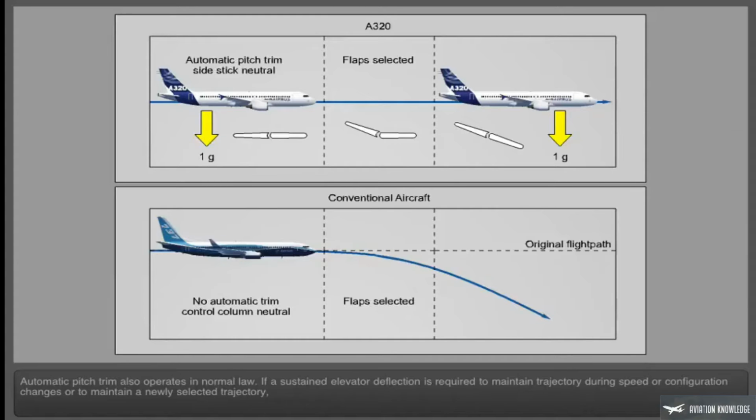Automatic pitch trim also operates in normal law. If a sustained elevator deflection is required to maintain trajectory during speed or configuration changes or to maintain a newly selected trajectory, auto trim will automatically reposition the stabilizer so that the elevator deflection with respect to the stabilizer can be reduced to 0, just as is done by pitch trimming a conventional aircraft during manual flight.